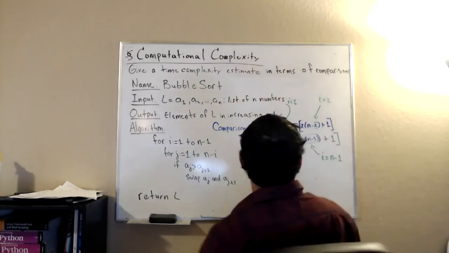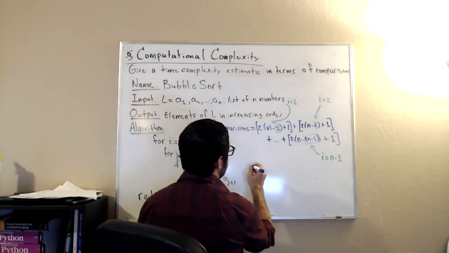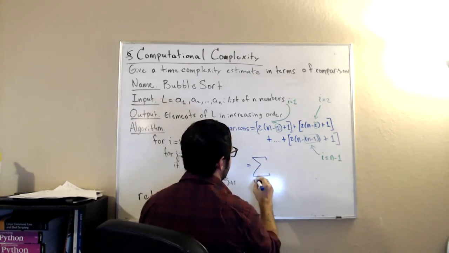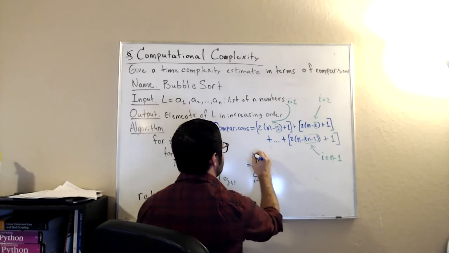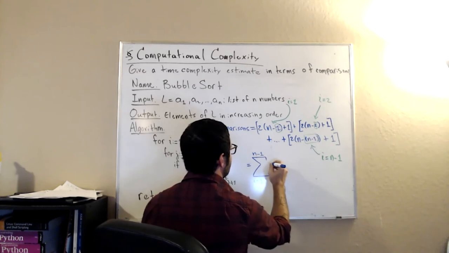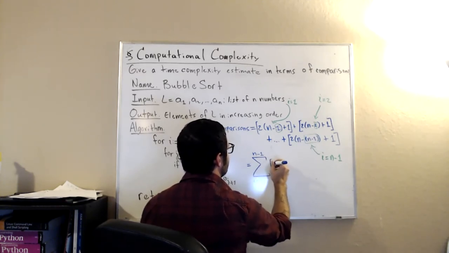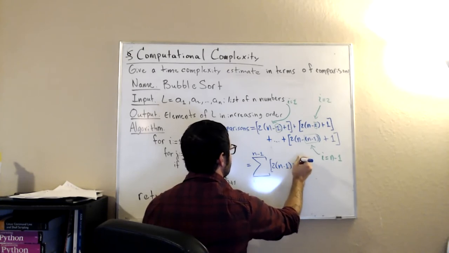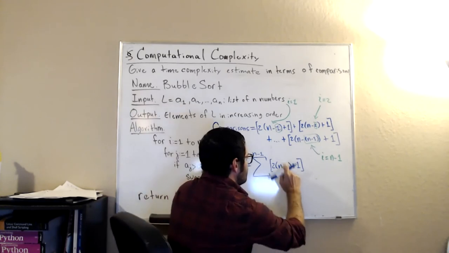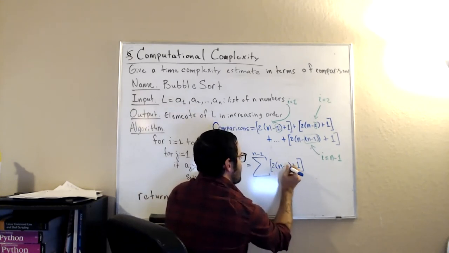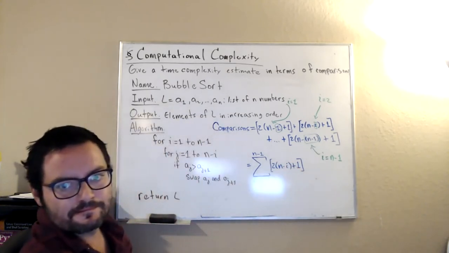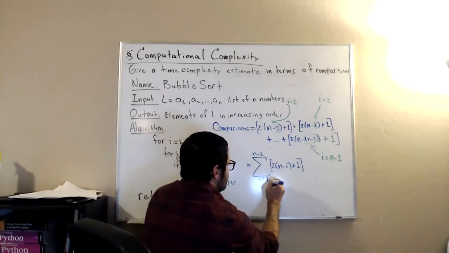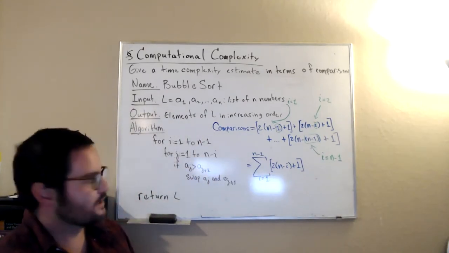So let me just write out what this sum is. This is the sum from i equals 1 to n minus 1 of 2 times n minus 1 plus 1. Oh, sorry, this is minus i. And you can't see it, but this index starts at 1. If I can bring it up a little bit, i is equal to 1. So that's what the number of comparisons is.